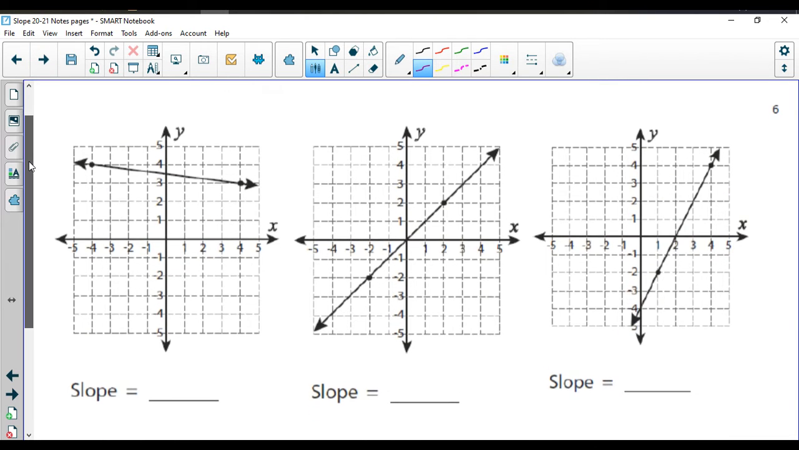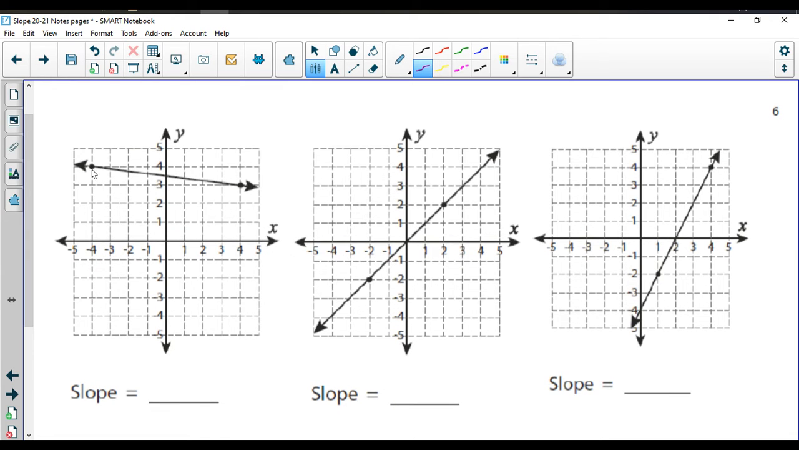Taking a look at page number 6 here, looking at our slopes, we are going to go down 1, and then we're going to move 1, 2, 3, 4, 5, 6, 7, 8 spots to the right. So my slope is -1/8, and remember to move that negative out front then.